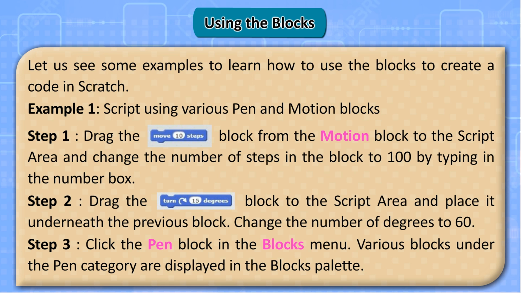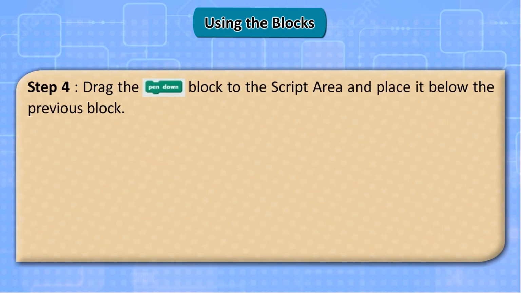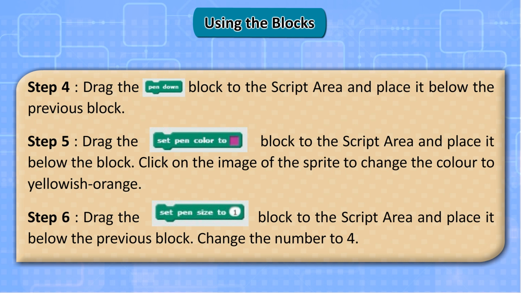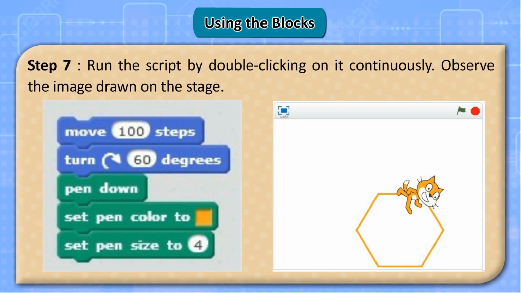Step 3. Click the pen block in the blocks menu. Various blocks under the pen category are displayed in the blocks palette. Step 4. Drag the block to the script area and place it below the previous block. Step 5. Drag the block to the script area and place it below the block. Click on the image of the sprite to change the color to yellowish-orange. Step 6. Drag the block to the script area and place it below the previous block. Change the number to 4. Step 7. Run the script by double-clicking on it continuously. Observe the image drawn on the stage.